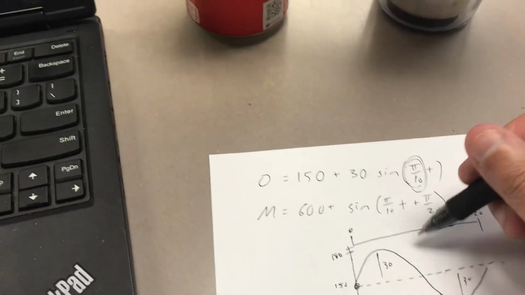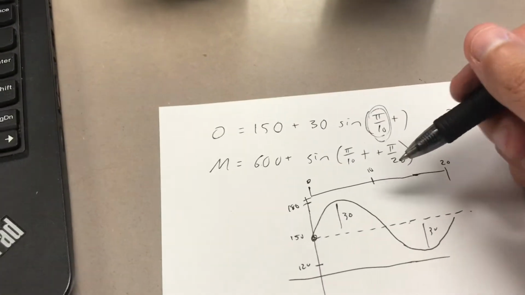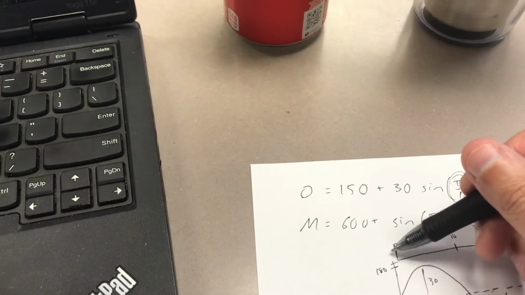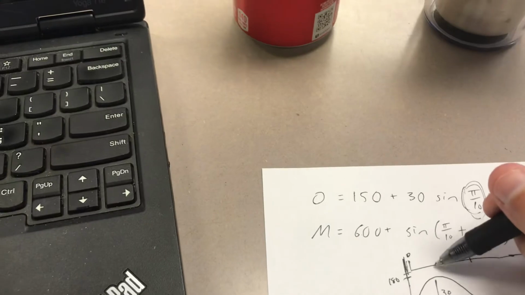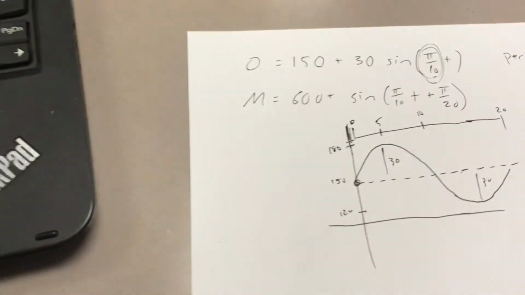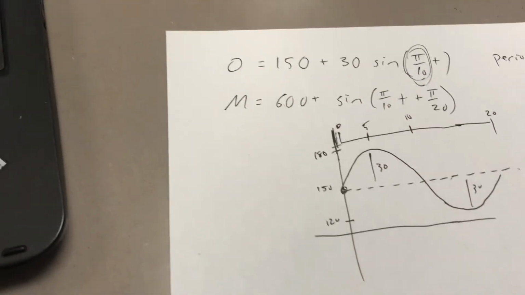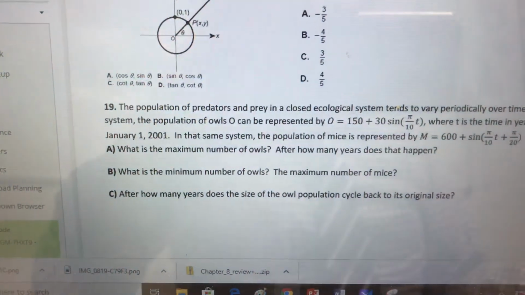So for example, this middle point here should be 10 years, okay? The high point, there's no phase shift here or anything like that. It's starting out over here, so it should be halfway in between. It should be at 5. And if you remember when we traced on the calculator, the maximum happened at 5, and we also saw that as well. So anyway, part B, we already found the minimum number of owls.